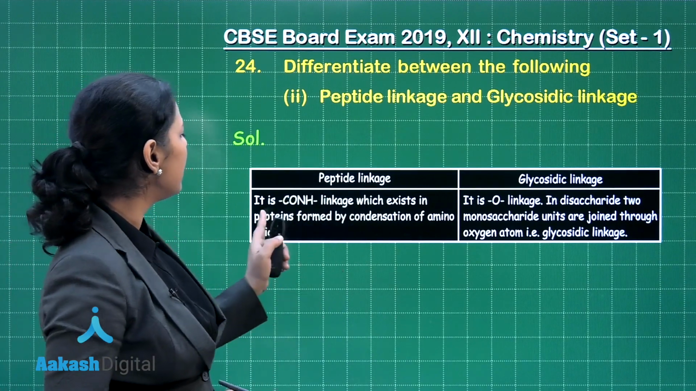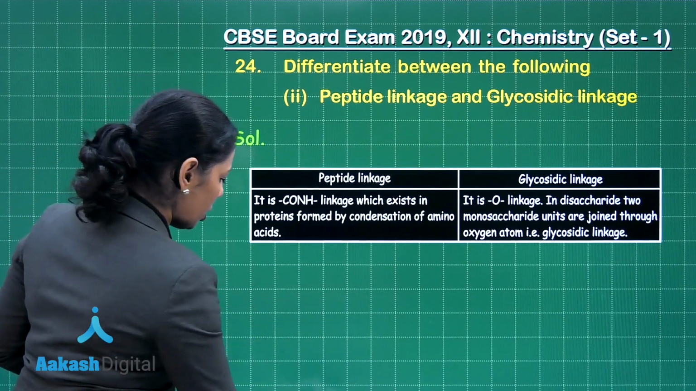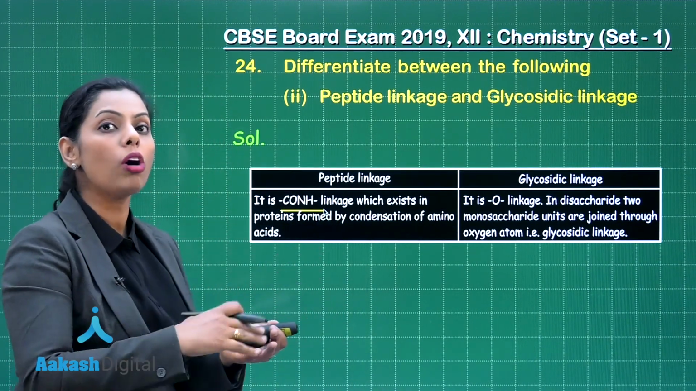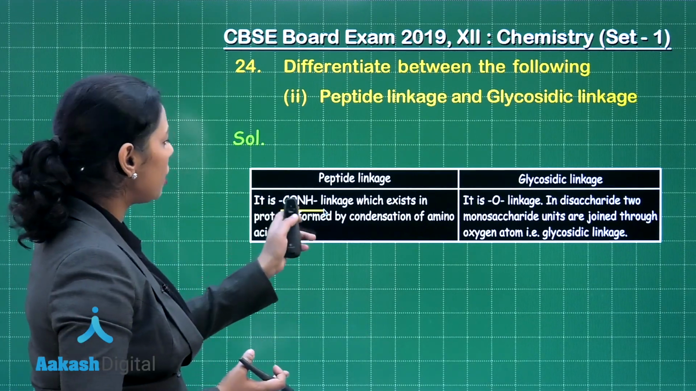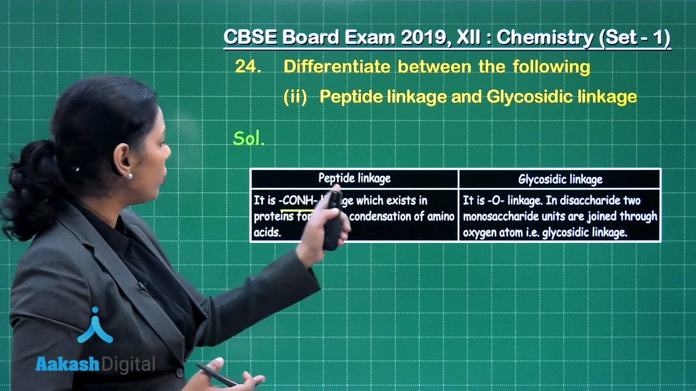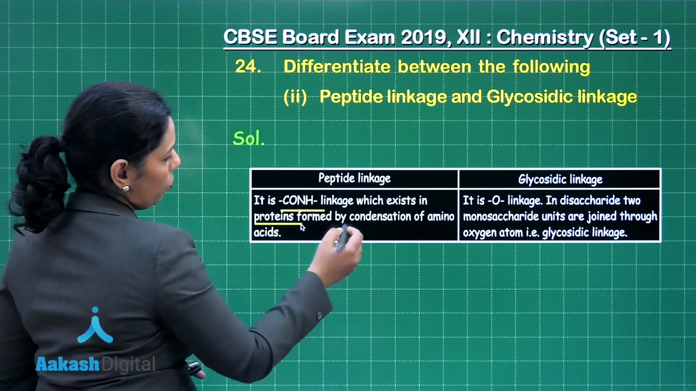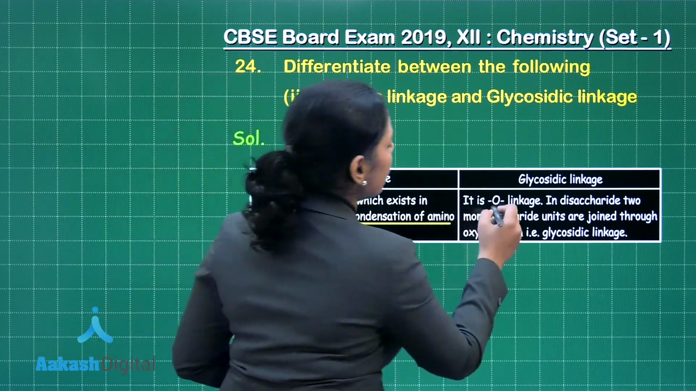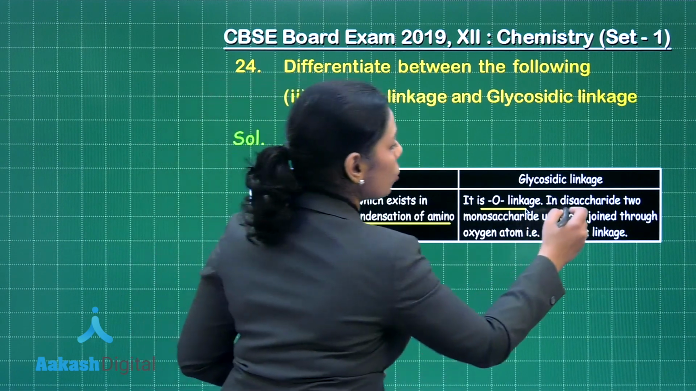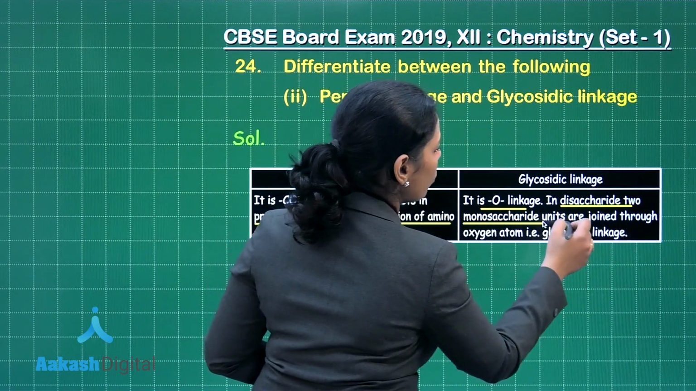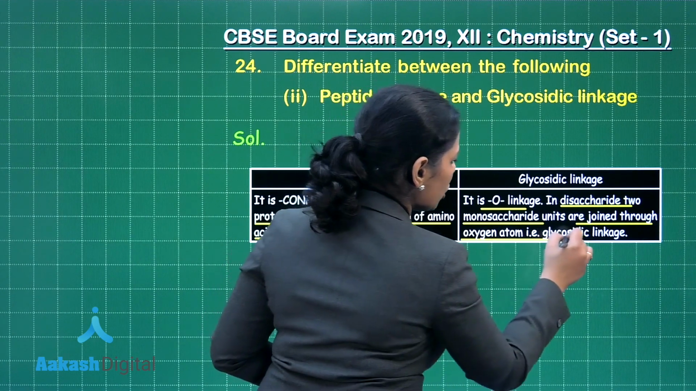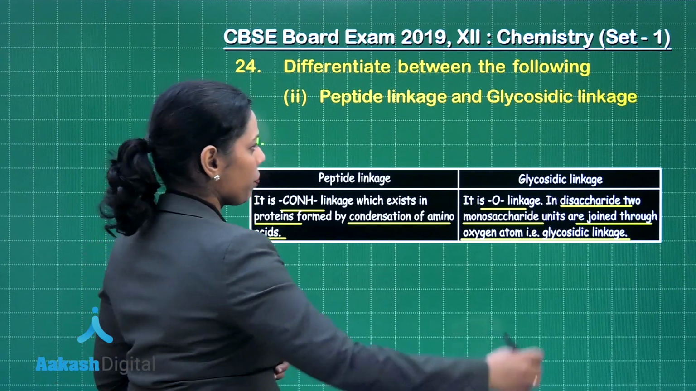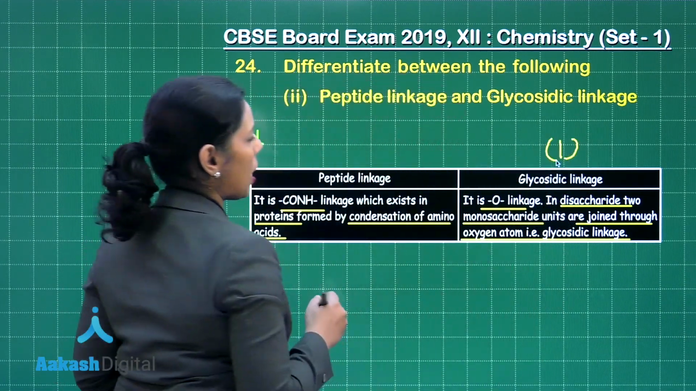Peptide linkage is a CONH type of linkage. In this case, the carboxylic group of one amino acid and the amino group of another amino acid are joined, and ultimately this CONH type of linkage exists in proteins formed by condensation of amino acids. If I talk about glycosidic linkage, it is an oxide linkage, and it occurs in case of disaccharides, where two monosaccharide units are joined through an oxygen atom, and that linkage is glycosidic linkage. If you write this, you will get 1 mark for this part also.